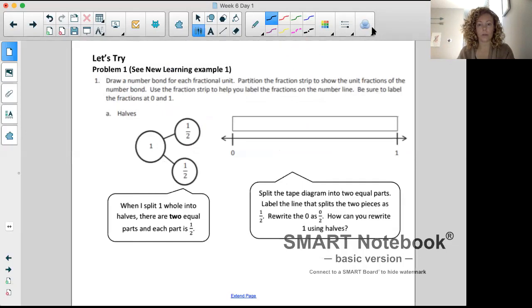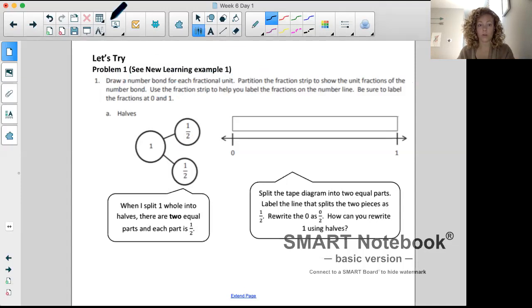Draw a number bond for each fractional unit. Partition the fraction strip to show the unit fractions of the number bond. Use the fraction strips to help you label the fraction on the number line. Be sure to label the fractions at 0 and 1.